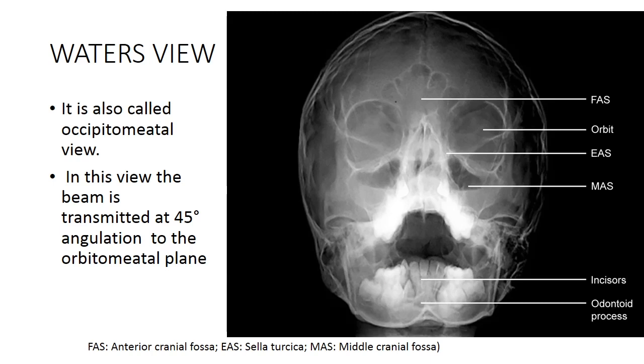We can see this is the anterior cranial fossa, and in the anterior cranial fossa we have the frontal sinuses. Then we have the orbit right here. Then in the middle cranial fossa, this is your maxillary air sinuses. You can see we have the incisor teeth. So this is how we take the Waters view, and it is very important for seeing all the air sinuses.